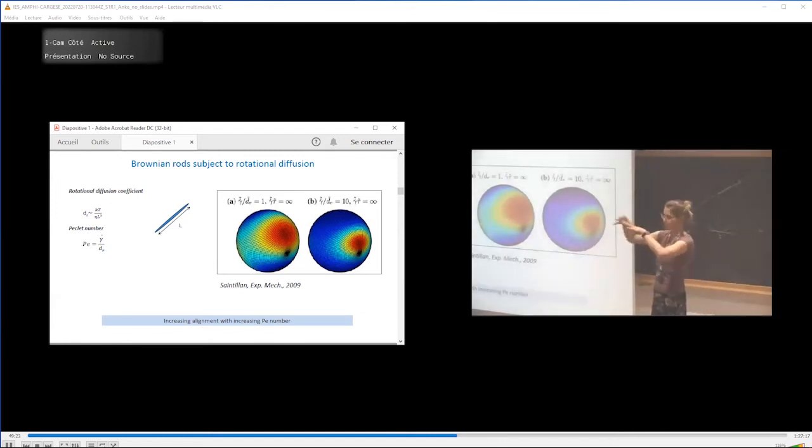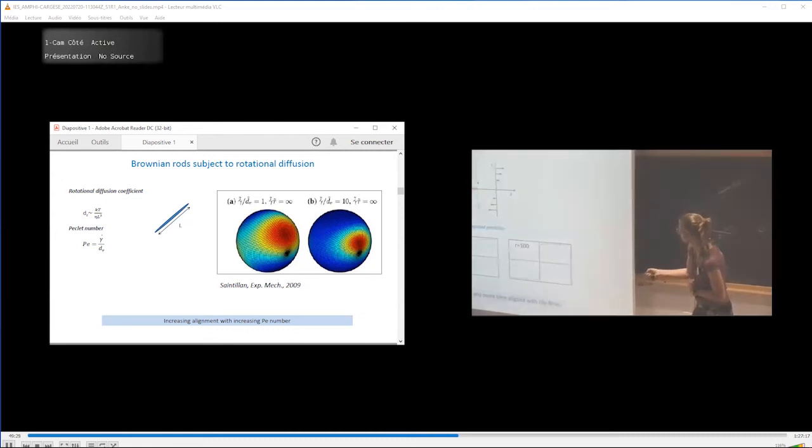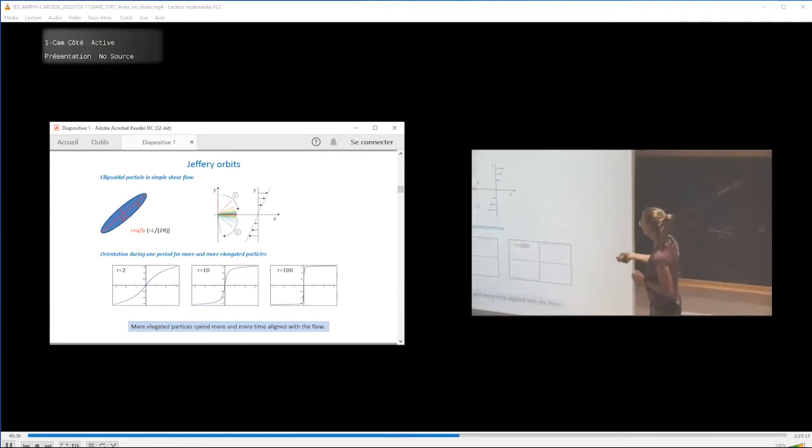So without shear, it's equally distributed. And the Jeffrey orbit, here I only show it in 2D, right? So here I'm only thinking about rotation in the plane. But of course, the fiber can also point out of the plane, the shear plane. Exactly. It rotates in the XY plane, and the Jeffrey orbit will first of all bring the Y towards the X, but also the Z towards the X.